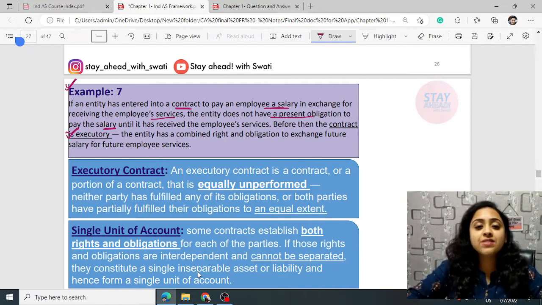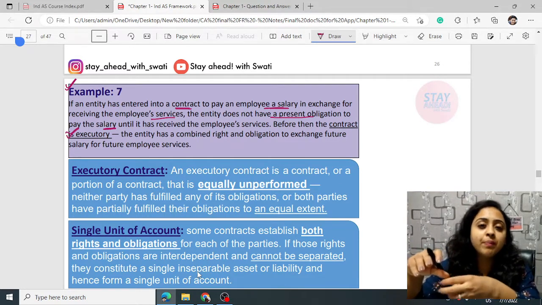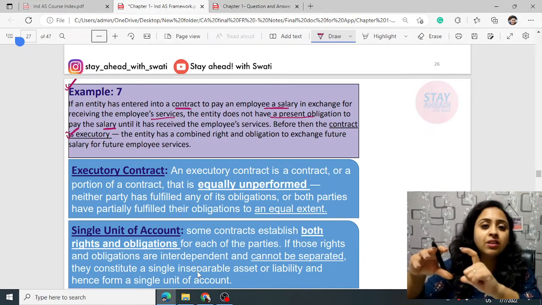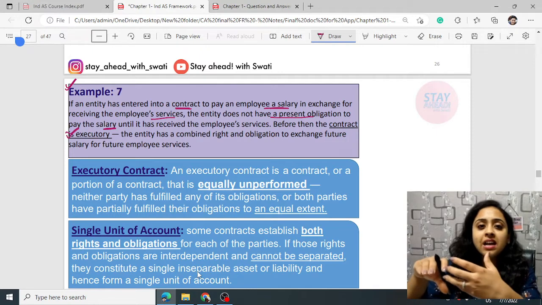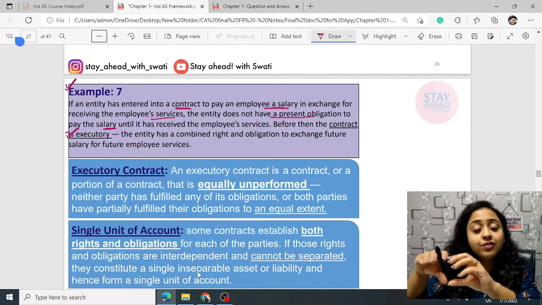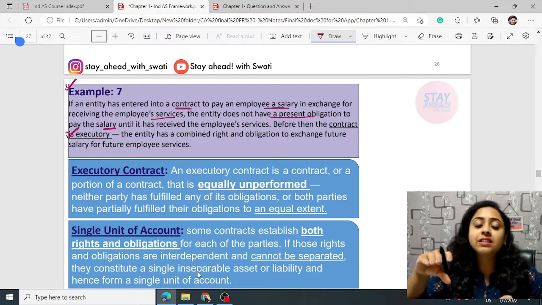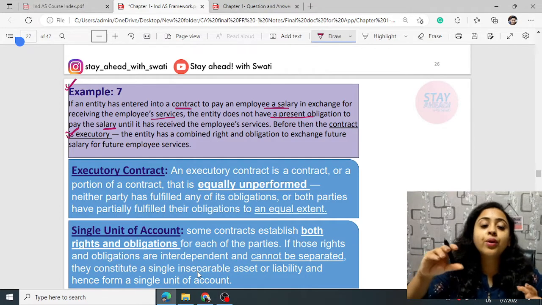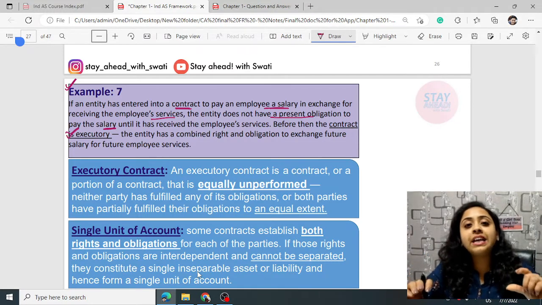In this case, for example, the employee is still giving services. For example, there is a 30 days salary. Now he has completed 10 days, and 20 days is still left. Now, if the employer has paid 10 days salary, then it will be considered as an executory contract. That 20 days are pending, and here also the 20-day amount is pending.